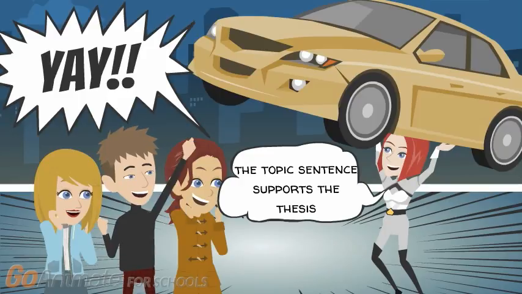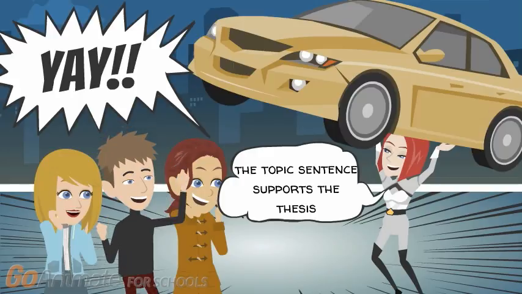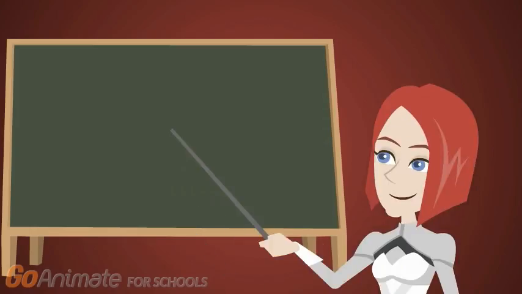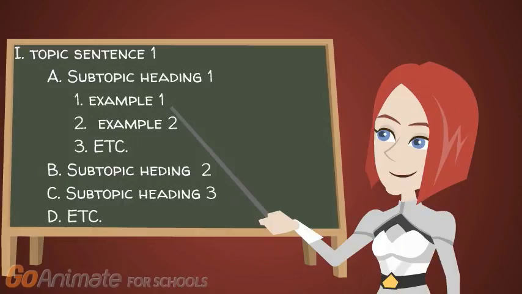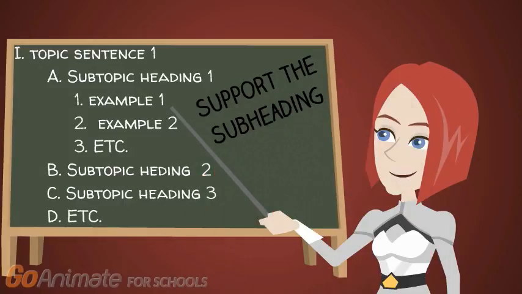Likewise, each subtopic heading will support the specific focus of the paragraph. Finally, the examples under each subtopic heading offer illustrations that support the assertions of the subheading. Thus, in a well-organized paragraph, the relationship of every detail to the topic sentence is obvious, and in turn, the connection with the thesis is obvious.